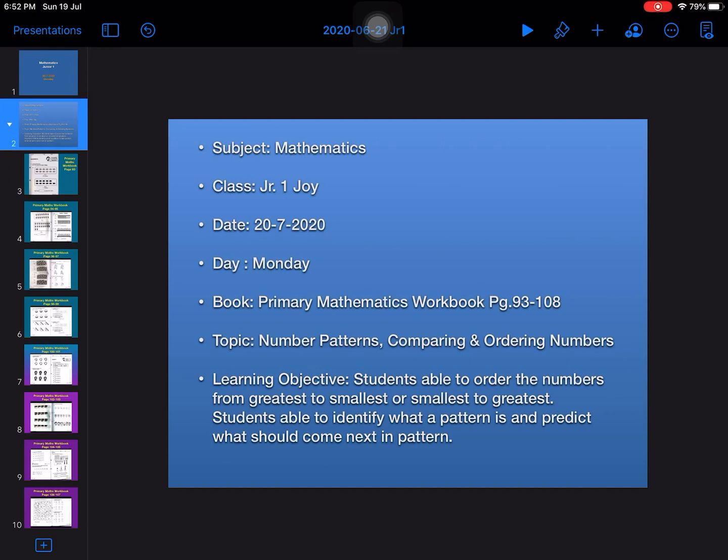For today's maths lesson, we'll use the Primary Mathematics workbook, but today we'll do more pages, from page 93 to page 108. That means we have 19 pages. So recall the lesson, number patterns, comparing and ordering numbers. Because we have more pages to cover today, I will do the video slightly fast. If I'm too fast, you may pause the video. So without further delay, let's start.